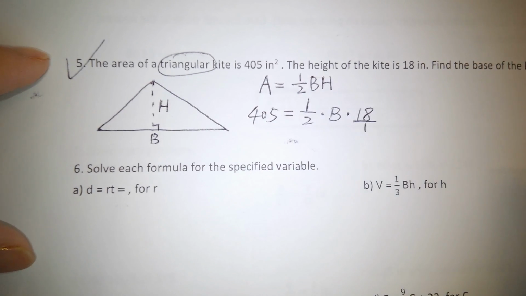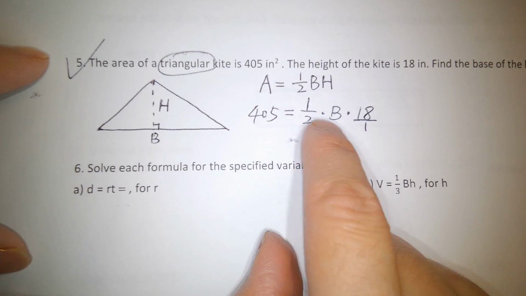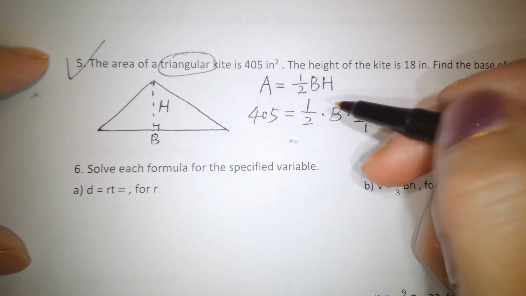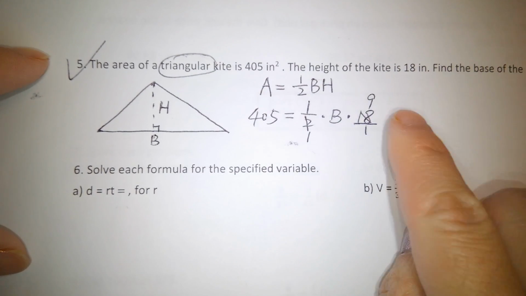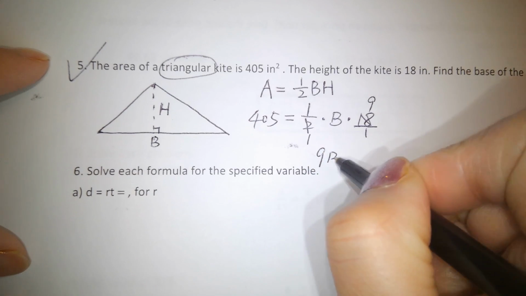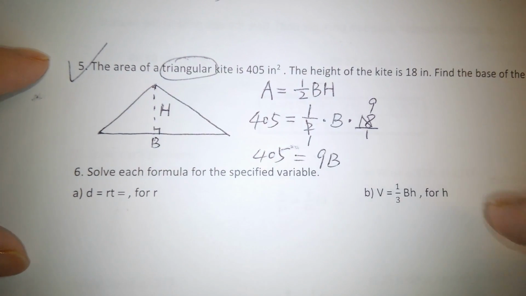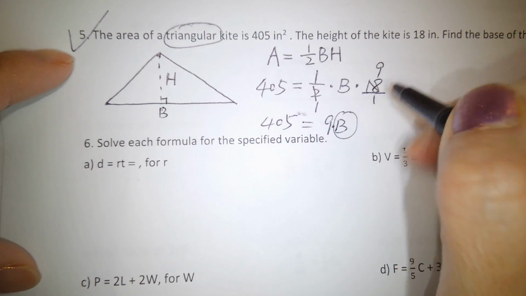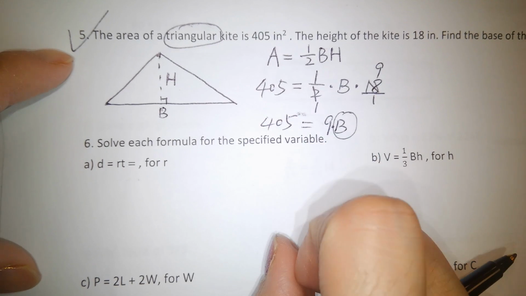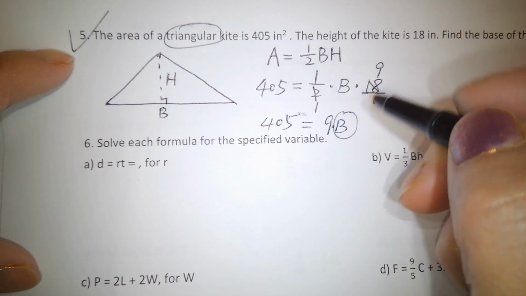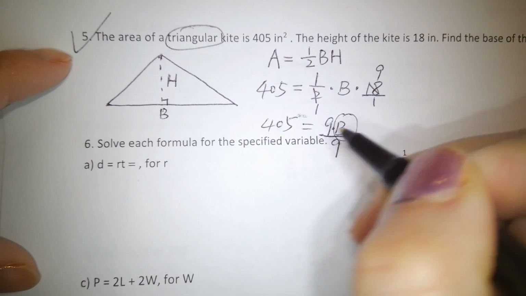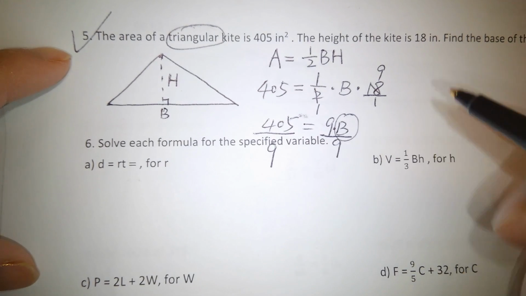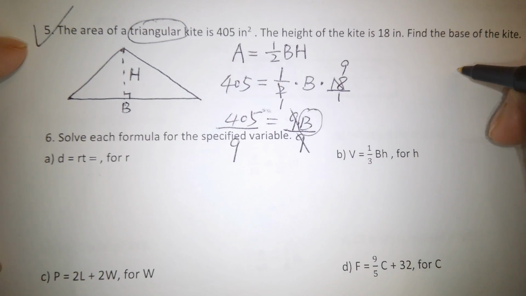Can we simplify the right side? Looks so fancy, so complicated. 1/2 times 18, can we simplify? It's 9. Yes. So 9 times B equals 405, right? How to isolate the B? How to solve for B? 9 times B, so what do we do? In order to let the 9 disappear, we divide by 9 from both sides. So 9 cancels out.